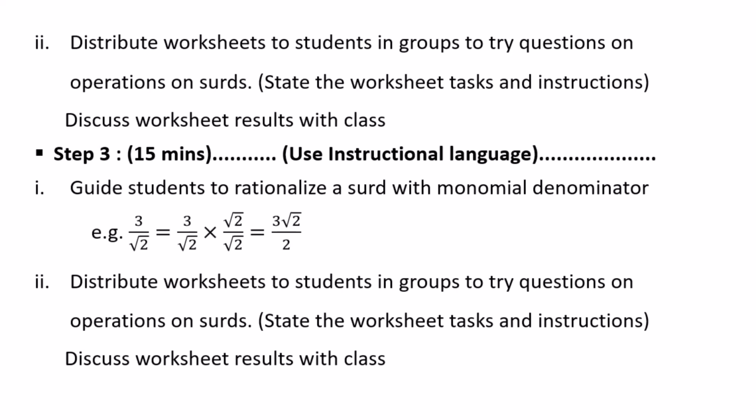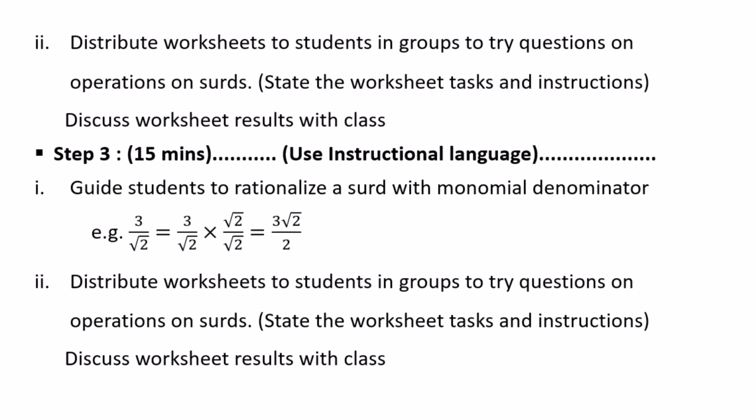So then you come to step 3. You can still give yourself 15 minutes for step 3. Also use instructional language. In this case, you can guide students to rationalize a surd with a monomial denominator. Example, 3 over root 2. You know the square root in the denominator should not be under the radical sign, so you need to rationalize. So you can say you rationalize the denominator.